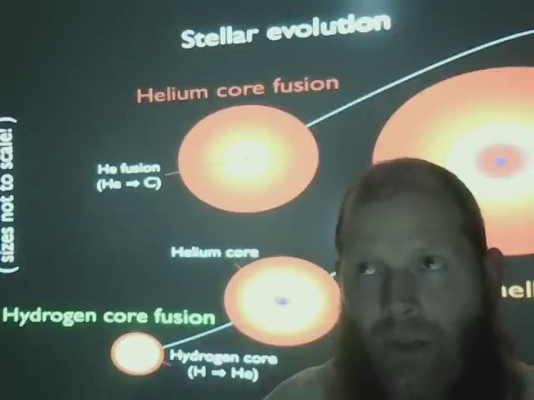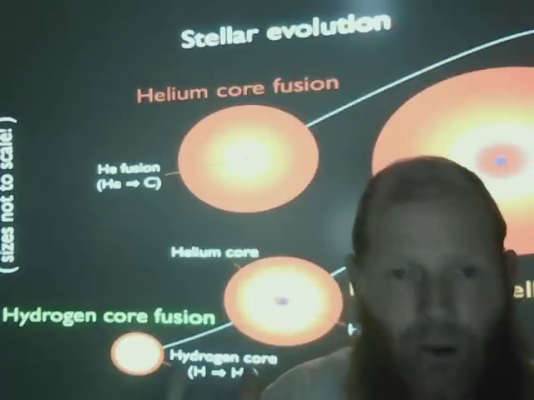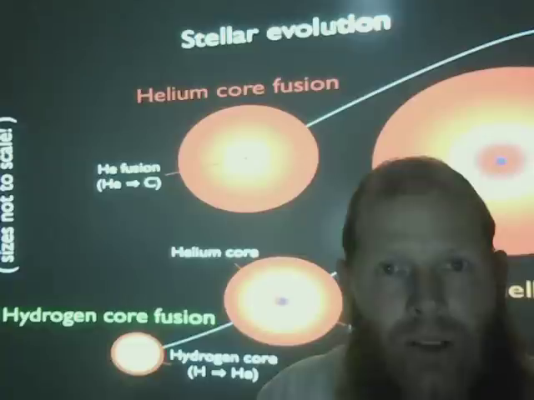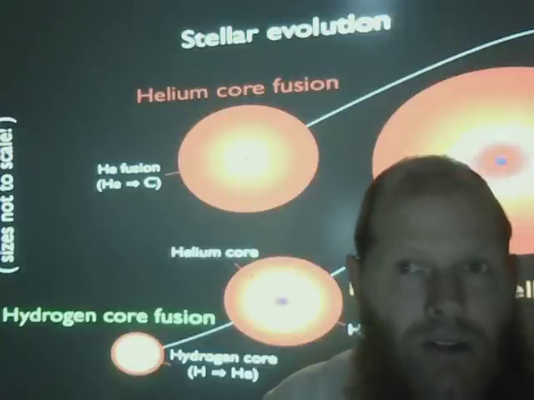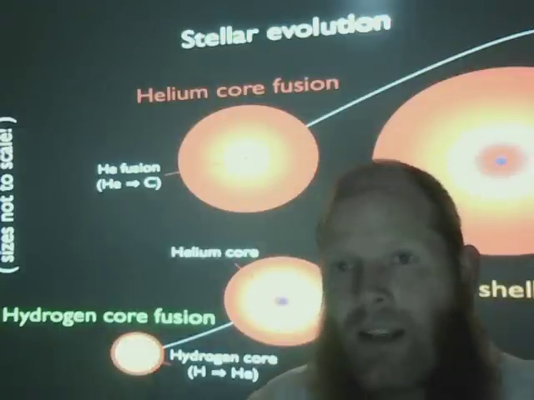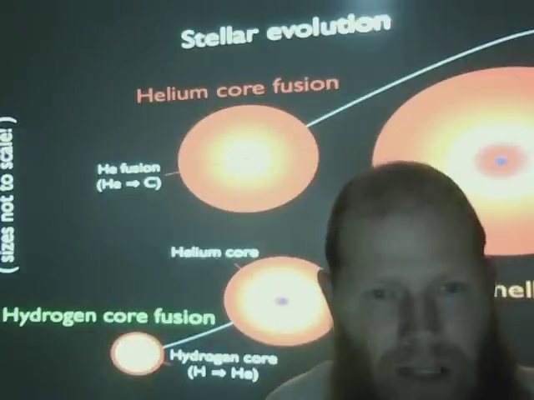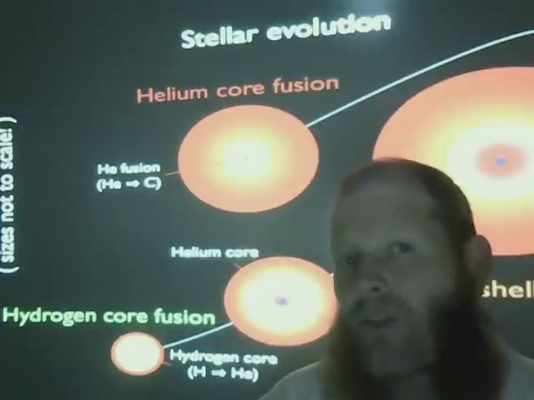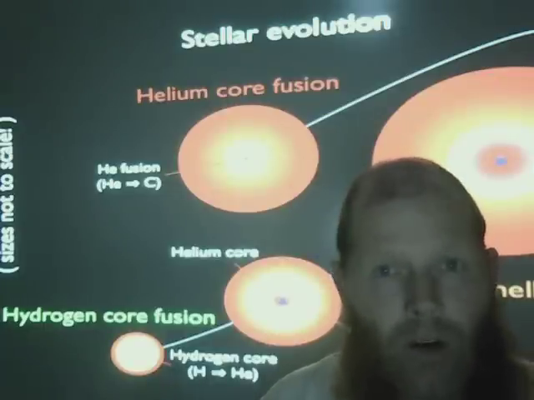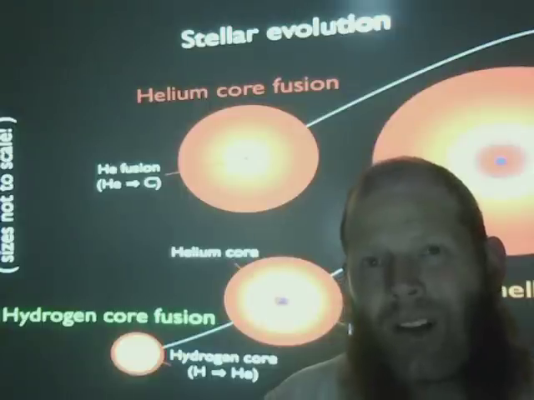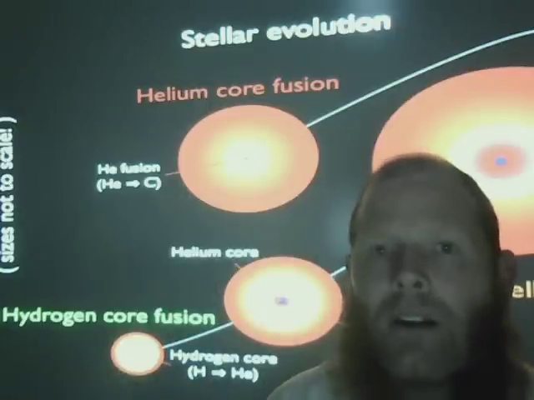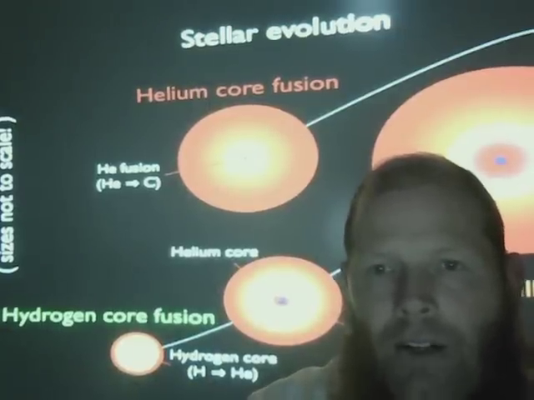as the outer layers begin to expand, there's no fusion going on in the outer layers, they begin to cool down. So they might go from 6,000 Kelvin on the surface to 2,000 or 3,000 Kelvin on the surface, which will make the surface go from whatever color it was to red, because the surface has cooled down, even though the core may be significantly hotter.